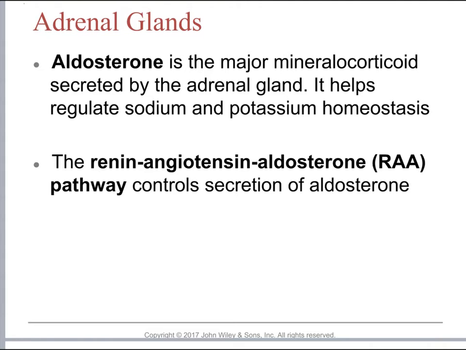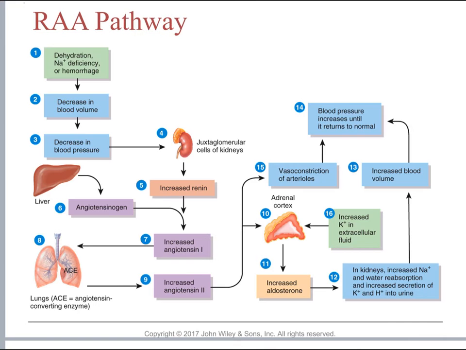So our next slide looks at the entire cascade for the renin-angiotensin-aldosterone system. Again, to reiterate, our renin-angiotensin-aldosterone pathway, its main goal is to increase blood pressure and ultimately blood volume. So how does this happen? What is being detected? We start with number 1. So right here, we are detecting dehydration, sodium deficiency, or hemorrhaging. As a result, there's a decrease in blood volume.